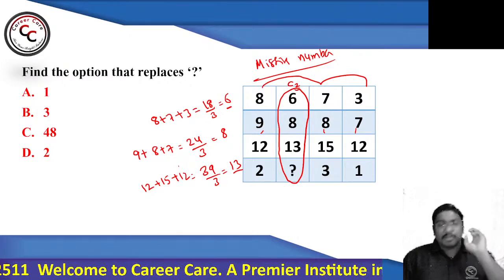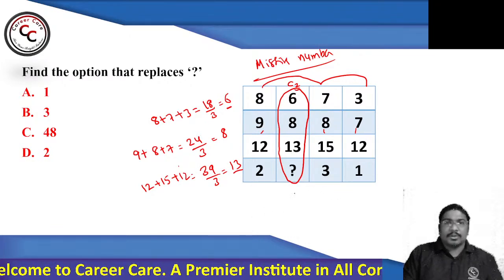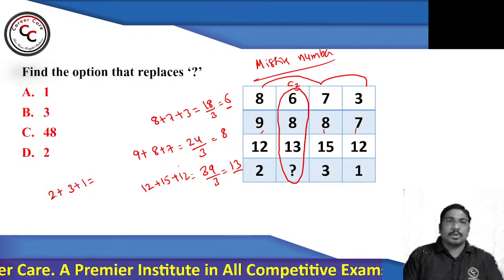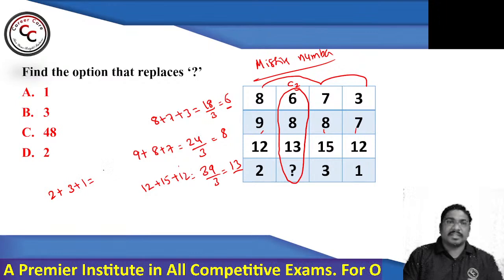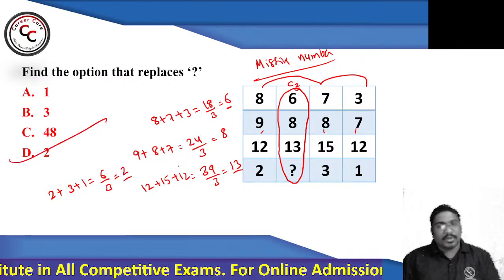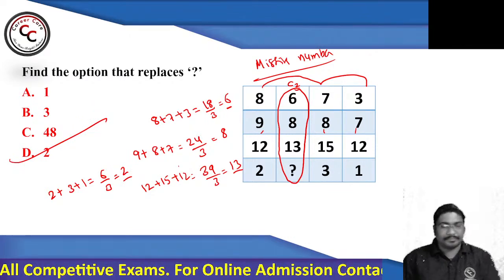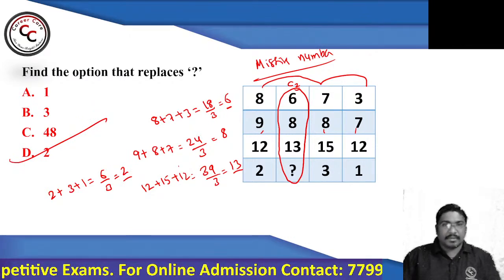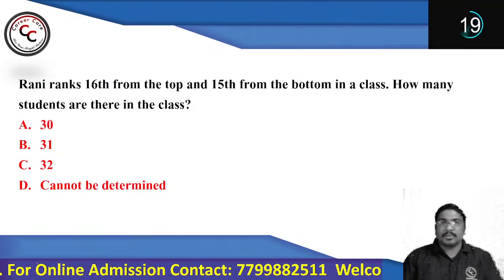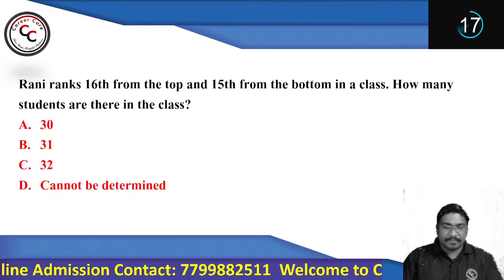Right? Janaki is saying option number D. Let's cross verify. 2 plus 3 plus 1. So 2 plus 3, 5. 5 plus 1, 6. So 6 divided by 3. The answer is what? 2. So you can go with respect to option number D. Right? Yes. Then now look at this question and tell me what does your answer say?